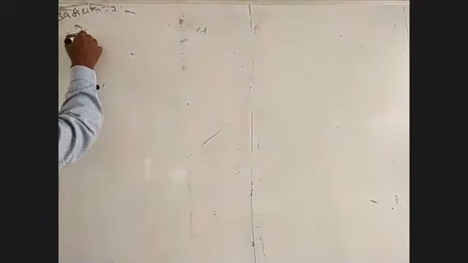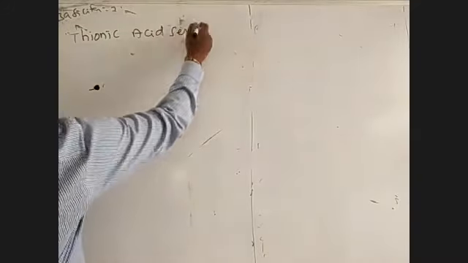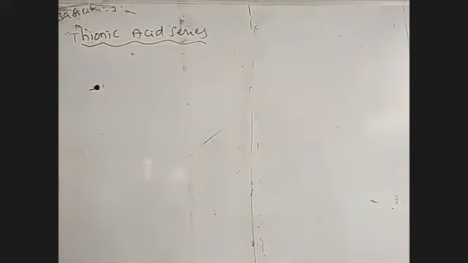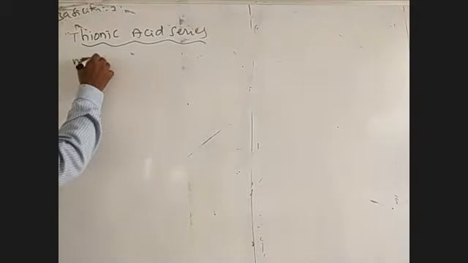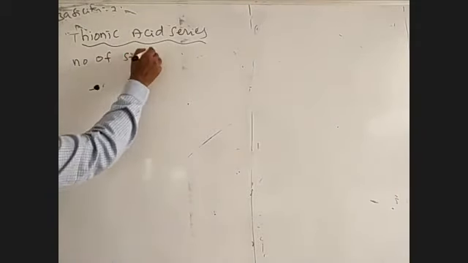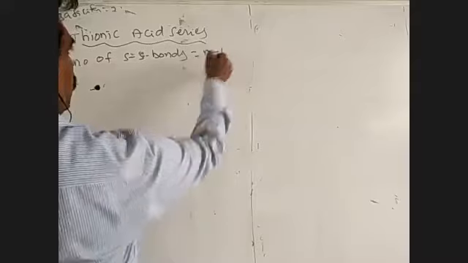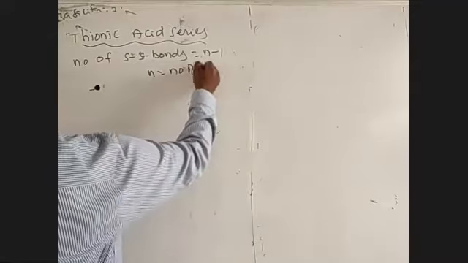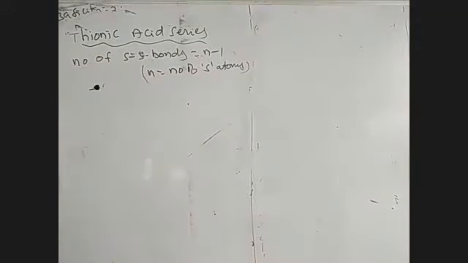The next type of oxy acids is the thionic acid series. In the thionic acid series, S-S bonds exist. In these, the number of S-S bonds is always equal to n minus 1, where n is the number of sulfur atoms. For example, take dithionic acid.